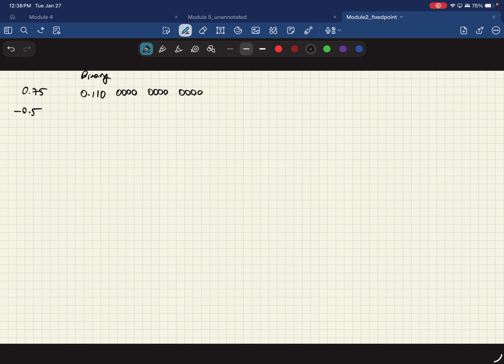This is 0.5 plus 0.25, so easy. Then we have minus 0.5. What is the first bit? 1. Correct. It's negative. Now, what is the second bit? We have to do the 2's complement, right?